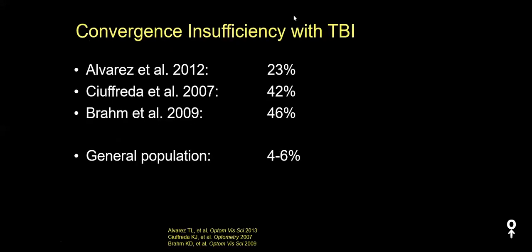And here again, looking at the data of a number of studies comparing the prevalence of convergence insufficiency within a general population as compared to individuals with concussion, you can see that in younger individuals, about 4 to 6% of the population has some evidence of a convergence insufficiency. But here again, if you look at individuals that are concussed, 40% or higher have problems turning their eyes in. Next slide.